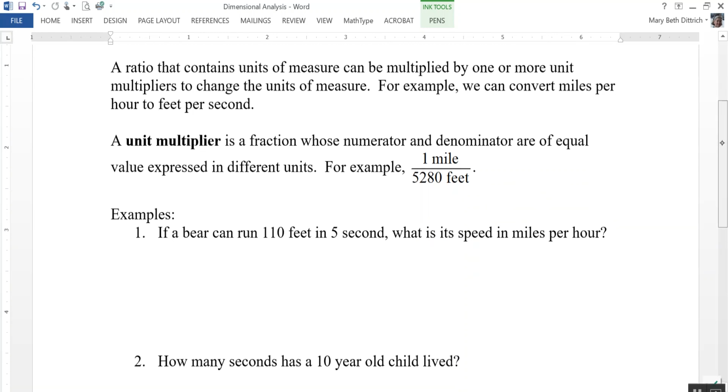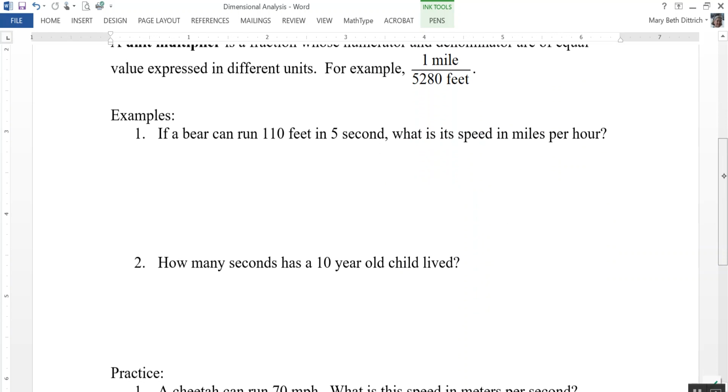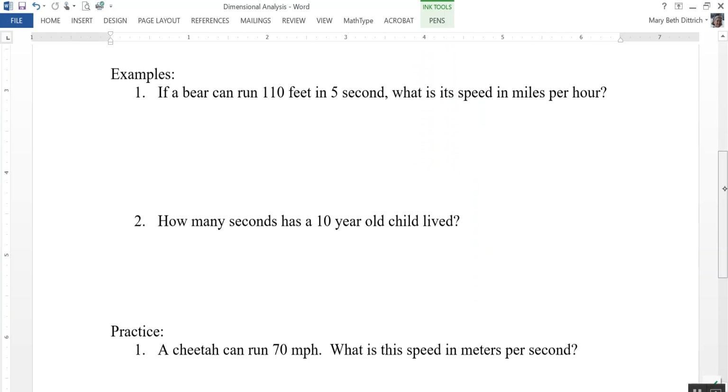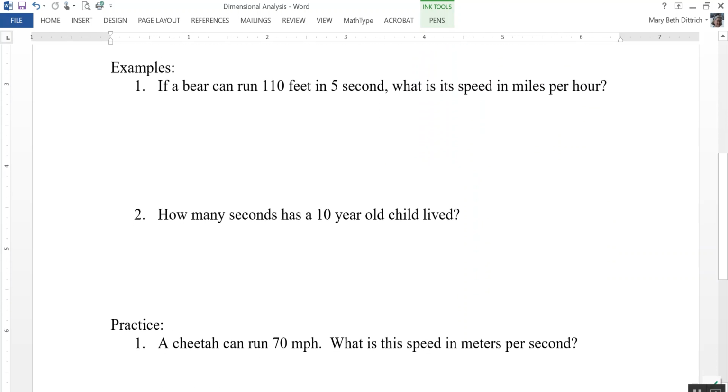First one says, if a bear can run 110 feet in 5 seconds, what is its speed in miles per hour? So I want to write that as a fraction. So it can run 110 feet in 5 seconds. And I always like to be thinking about where I want to be. I want to be in miles per hour. So I need to convert feet to miles and seconds to hours.